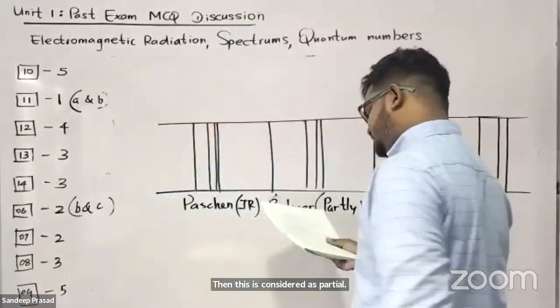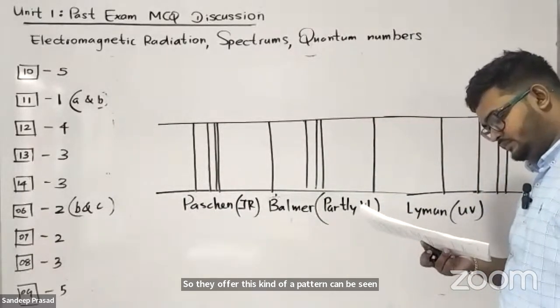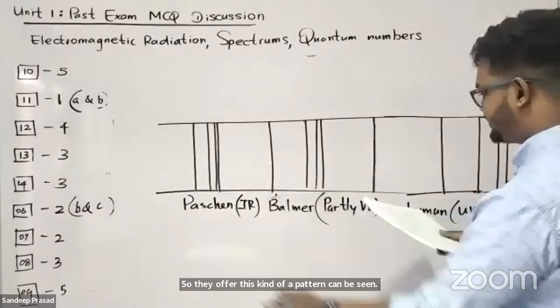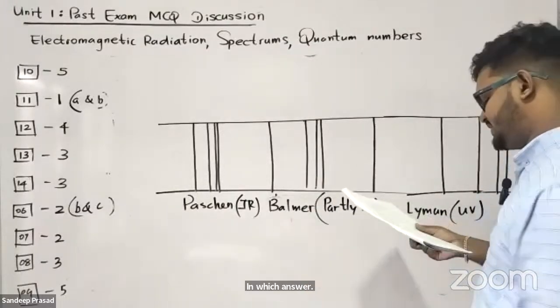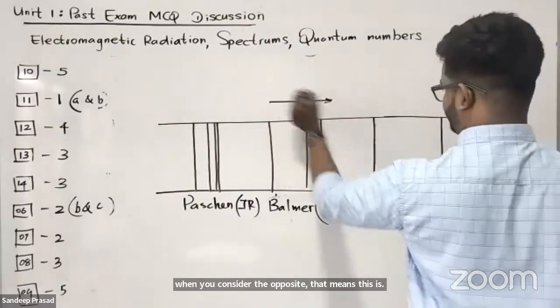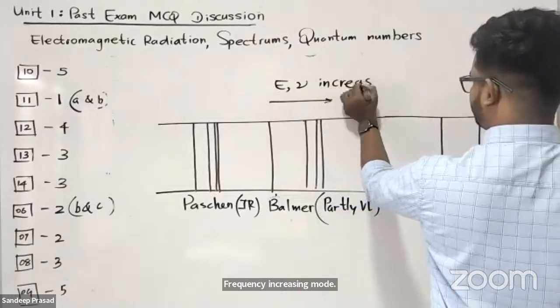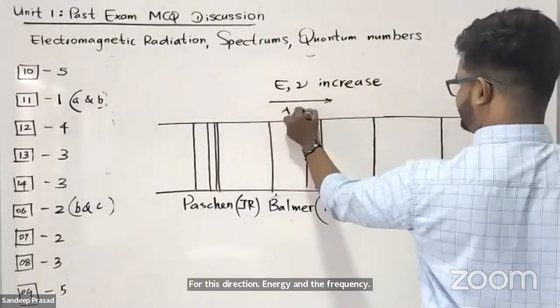So therefore, this kind of pattern can be seen in which answer, right? They have given the opposite also. When you consider the opposite, that means this is the frequency increasing mode. For this direction, energy and frequency are increasing, and lambda wavelength is decreasing.